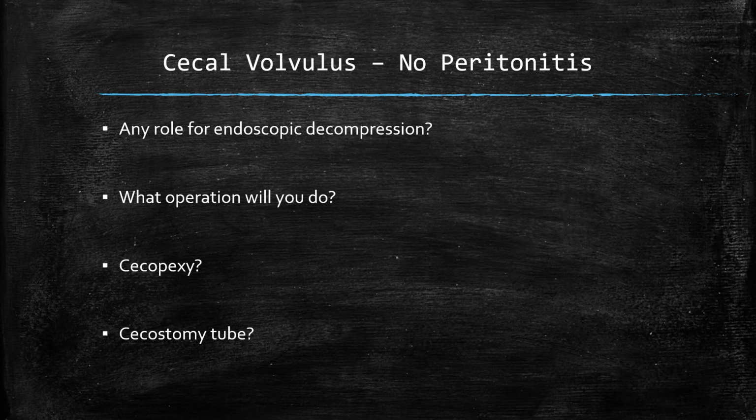There are some other operations that have been described and have been done with not nearly as much success. One operation is a cecopexy. Well, why might that operation be even considered here? Well, the reason why it's considered is because these patients have a problem with abnormal fixation of the ascending colon. So why not just secure this colon back to the abdominal wall where it belongs? That seems to make perfectly good sense.